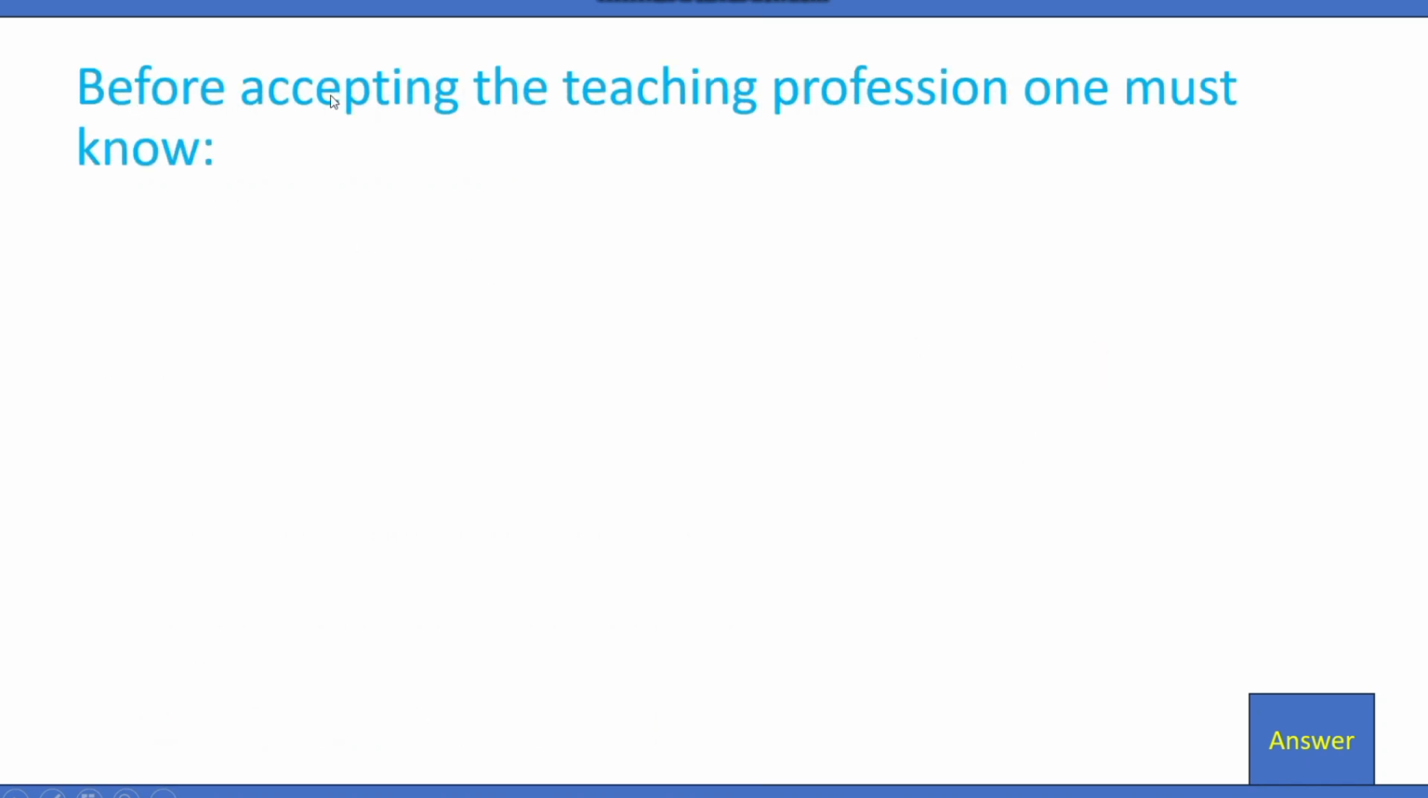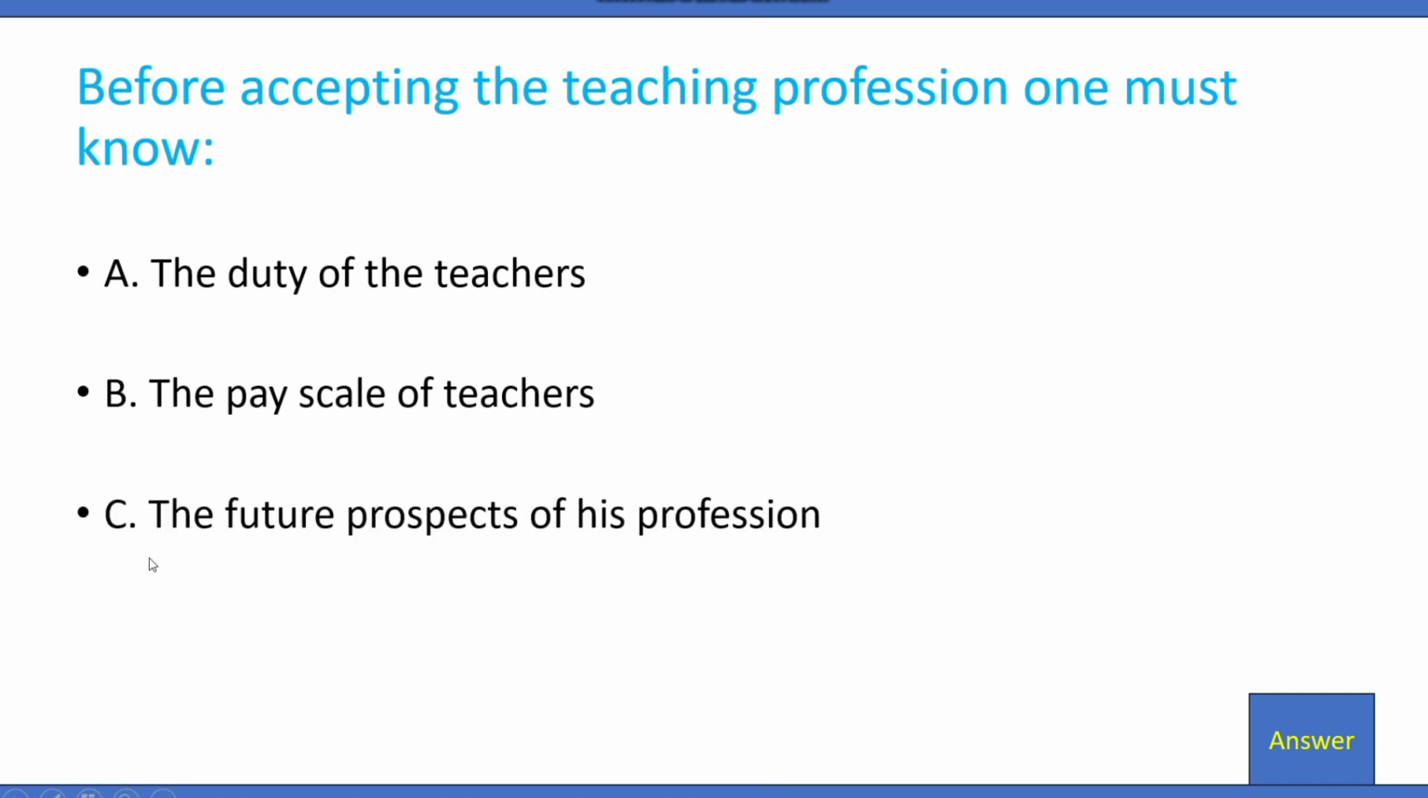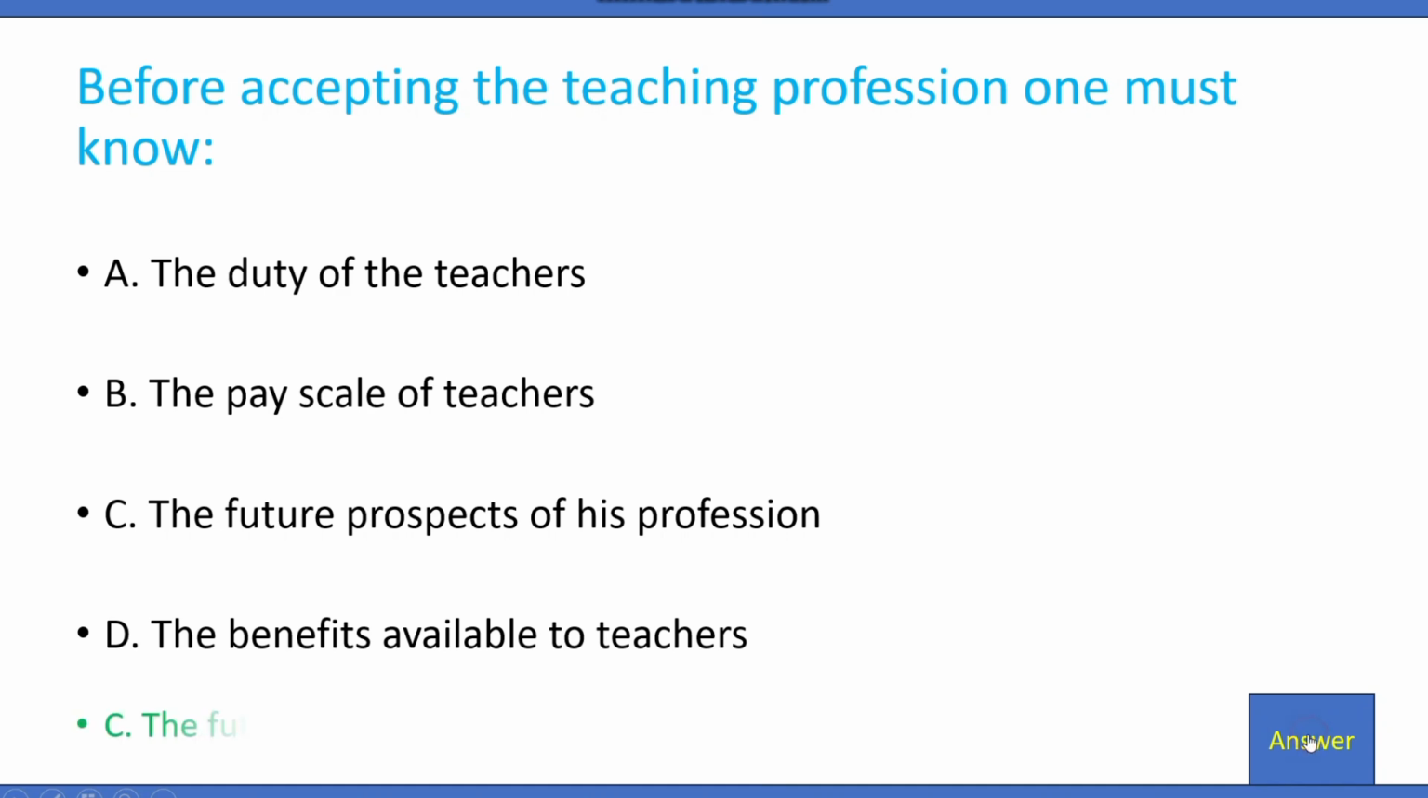Before accepting the teaching profession, one must know A. The study of the teacher. B. The pay scale of teacher. C. The future prospects of his profession. And D. The benefits available to teachers. So C is the right answer.